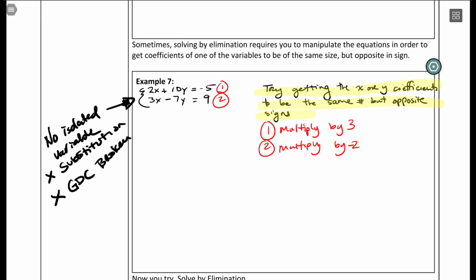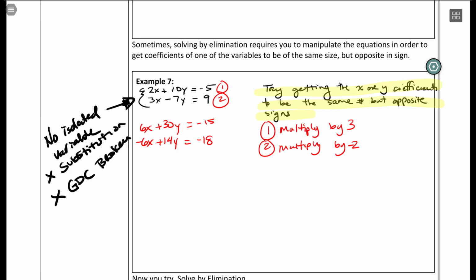So for the first one, we're going to multiply everything by 3. 2x times 3 gives me 6x. 10y times 3 gives me a positive 30y. And then -5 times 3 gives me -15. Next, we need to multiply equation 2 by -2. So 3x times -2 gives me -6x. -7y times -2 gives me a positive 14y. And then 9 times -2 is going to give me -18.